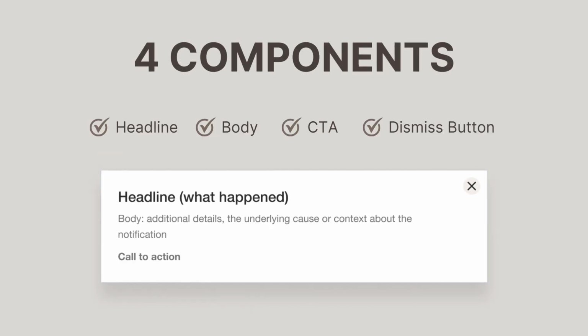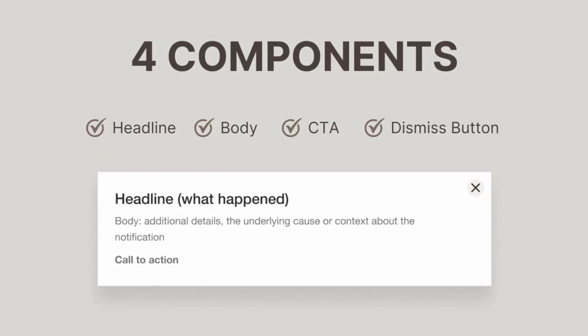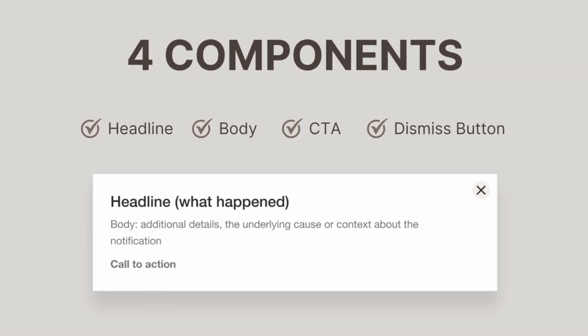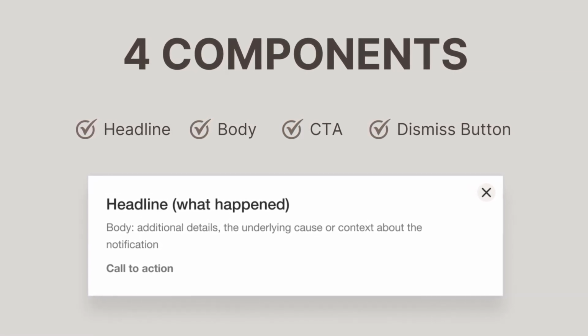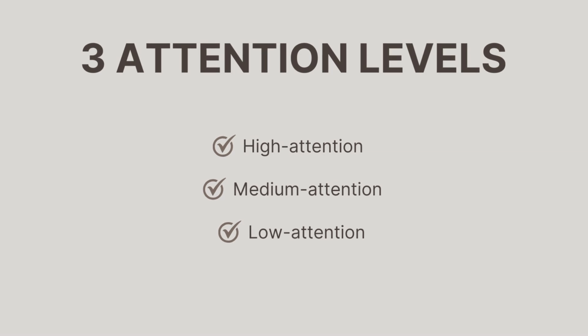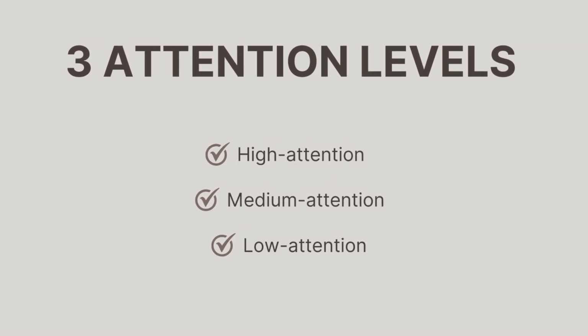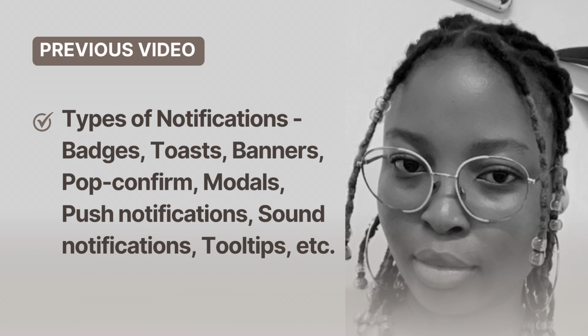This episode is a continuation of the UX of notifications. In the first part of this topic, I explained the meaning of notifications as simply a way of an app or a website communicating with the end user. I also mentioned that there are four components of a notification: the headline, the body, the CTA, and the dismiss button. After that, I classified the notifications into three attention levels. Finally, I explained 10 types of notifications.